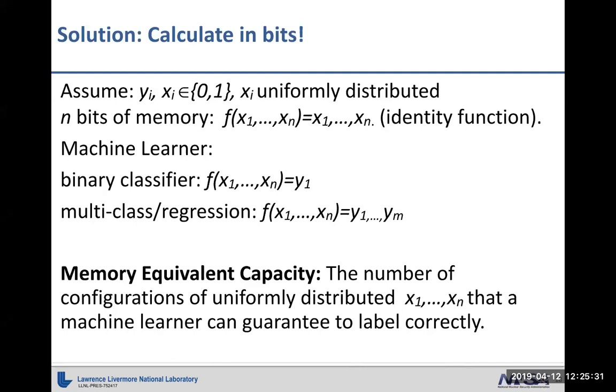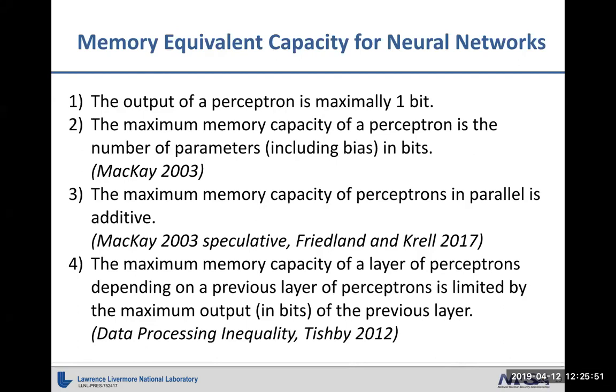So what I'm saying is, let's define the memory equivalent capacity, which is the number of configurations of uniformly distributed input that a machine learner can guarantee to label correctly. Right? That's, first of all, a cool definition, but what can I do with this? Well, I can determine, this is another publication, it's on the website that I sent, the memory equivalent capacity for an arbitrary network by following these four rules.